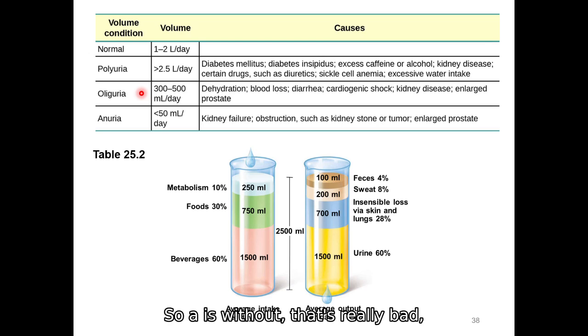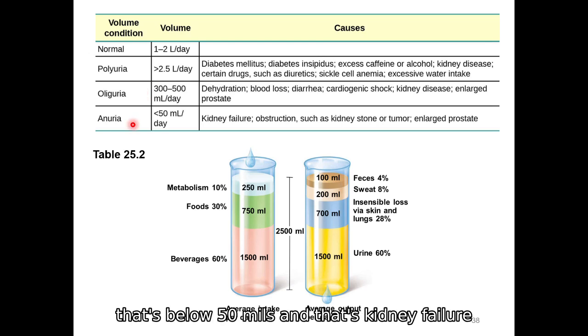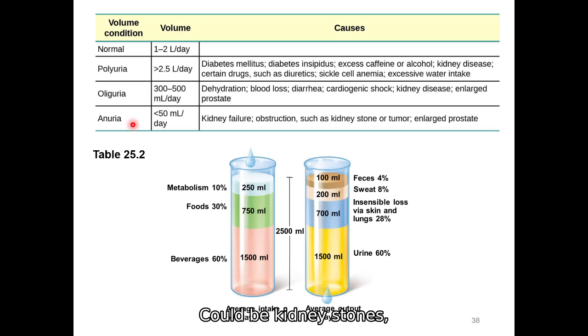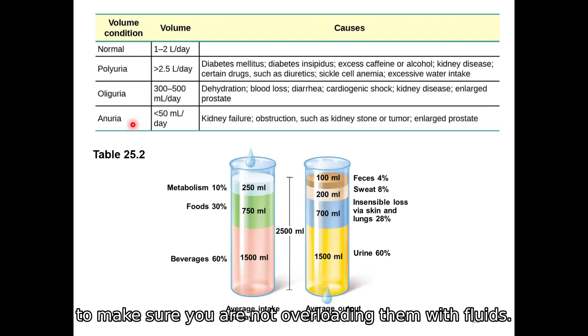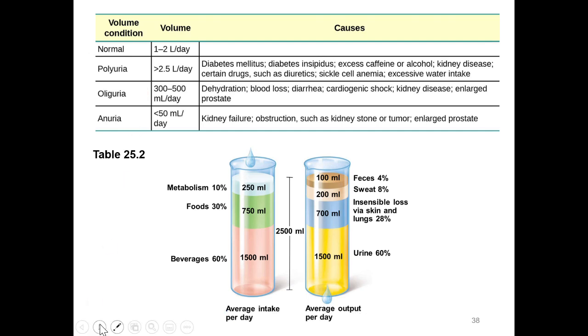And then anuria, so A is without, that's really bad, that's below 50 mils, and that's kidney failure. Or there is a total blockage of urine flow, could be kidney stones, a tumor, or once again, enlarged prostate, meaning there's no urine flowing. That is a huge red flag. And too, when you give your patients fluids, you will need to monitor their urine output to make sure you are not overloading them with fluids.